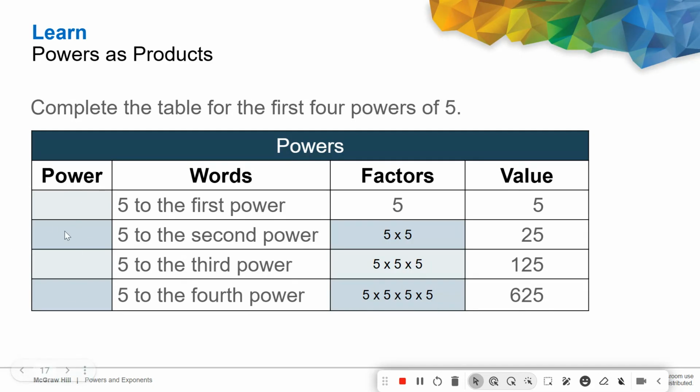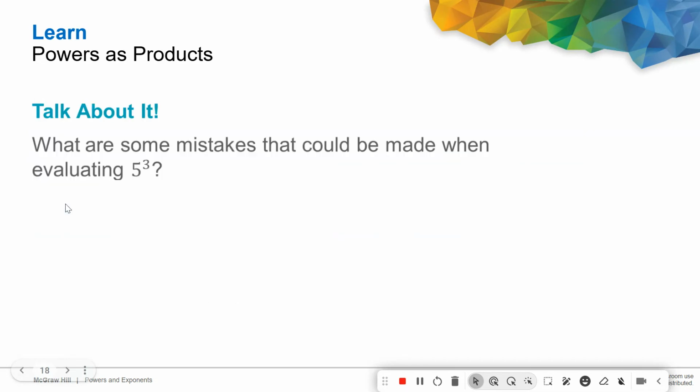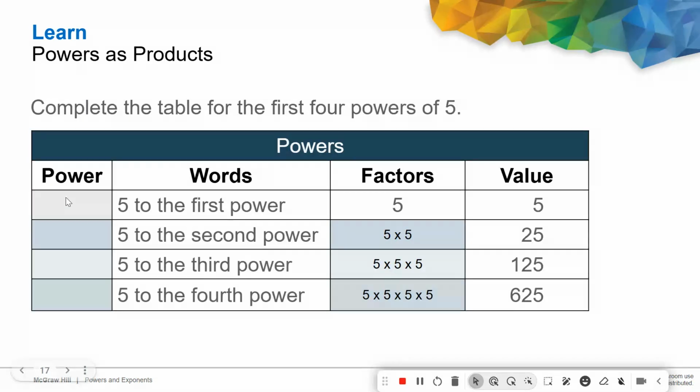I think missing over here is how to write that as an exponent. Oh, whoops. So this would be 5 to the 1, and then 5 to the 2, 5 to the 3, 5 to the 4. You guys get the idea. I don't know if that's in your book or not. Sorry about that. Some of these slides are janky.